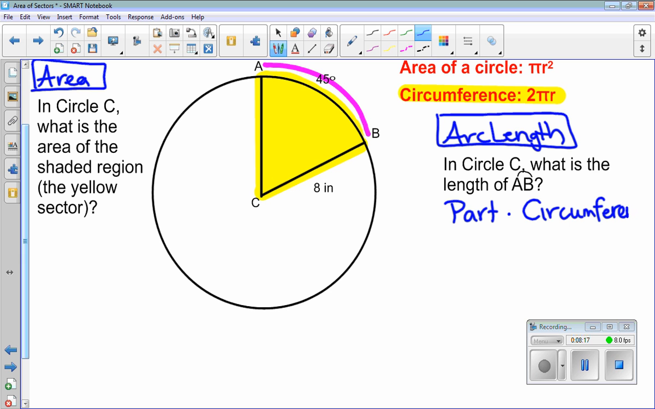Well, what is the circumference first? Let's figure it out. Well, it's 2 pi r. So 2 pi times 8. Do you agree with that part? That's the circumference of the entire circle, it would be 16 pi. And we can leave it in terms of pi, or you can multiply 16 times 3.14, or 16 times pi, and that's about 50.3. Okay? But I don't want 50.3. I know it's got to be smaller than that because I want part of it.